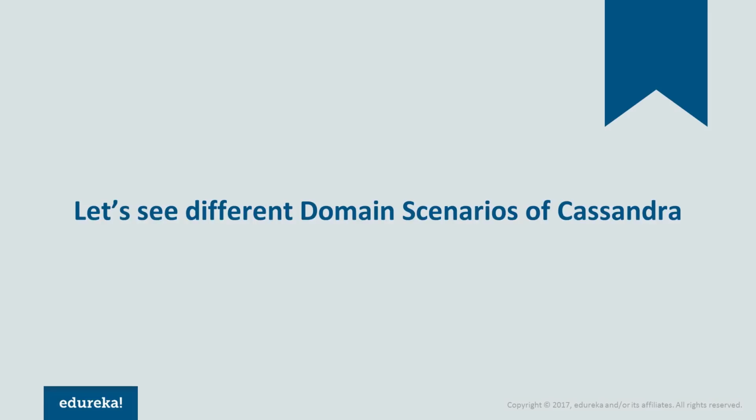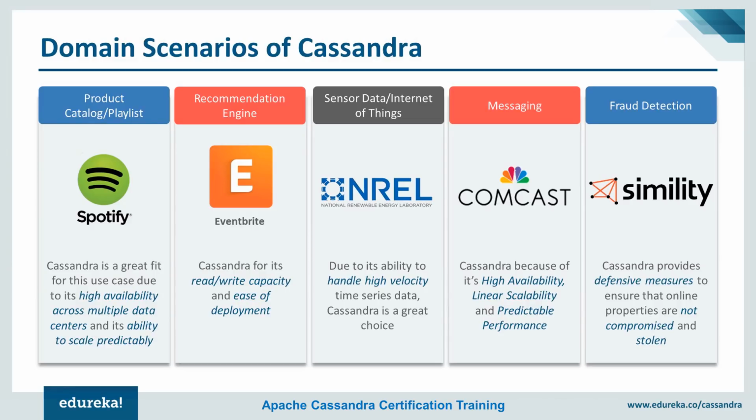Now these are the major things for which Cassandra is primarily used. Spotify uses it primarily for availability. The product catalog uses it primarily for high availability, since it works across multiple data centers. Eventbrite is mainly on read and write capacity, because it works on high availability of read and write. NREL is primarily on high volume, since the volume of data that Cassandra can handle is very high and very good. That's always a very good thing. And Comcast is again on high availability.